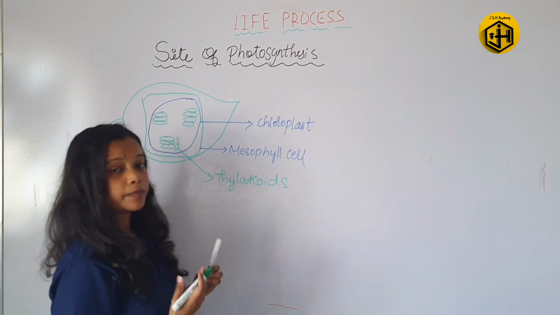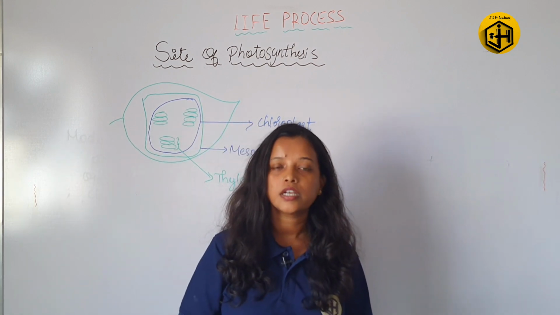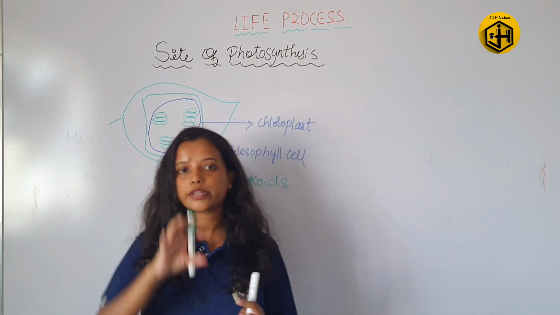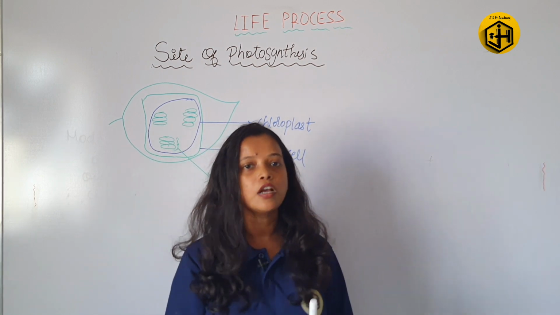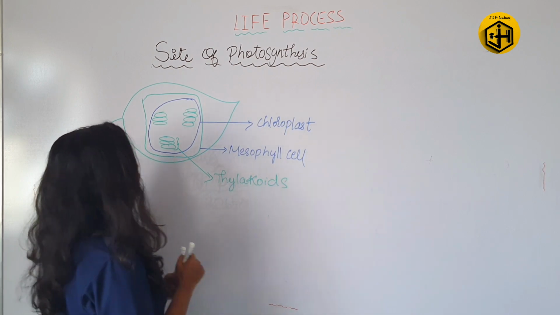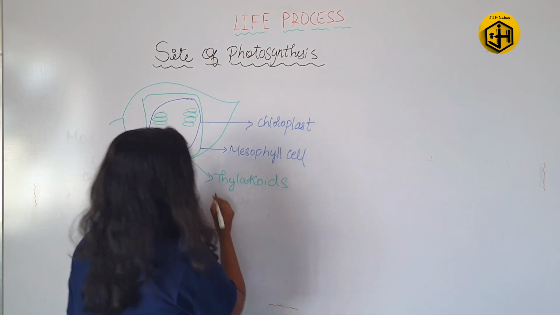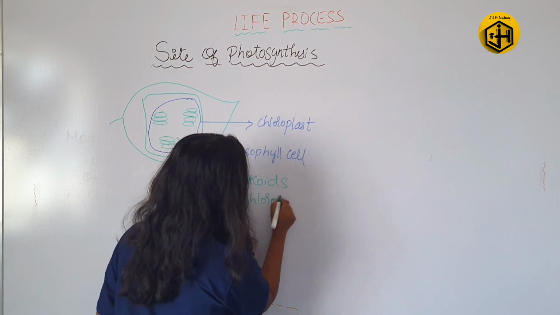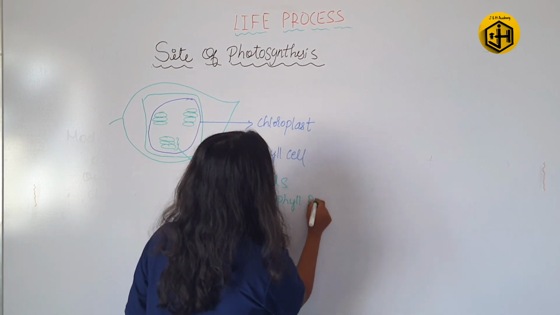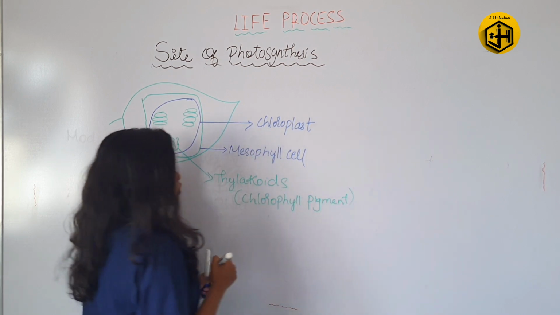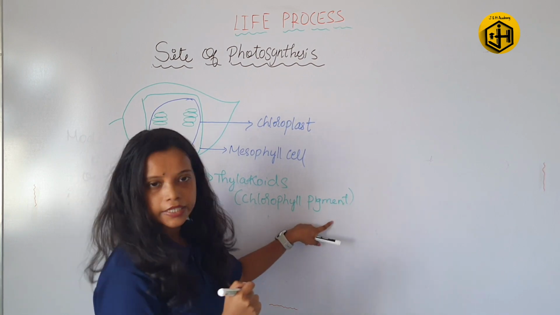So what is the main thing about thylakoids? We studied about the chlorophyll pigment, which is very necessary for the absorption of sunlight, right? That chlorophyll pigment is present in thylakoids. So in thylakoids, what is present? Chlorophyll pigment. I hope you all understood till here.